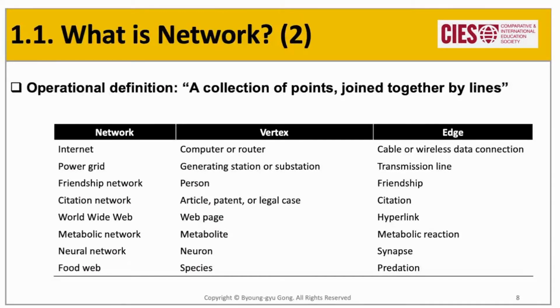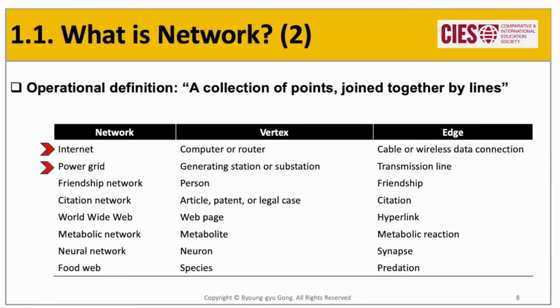There are many different kinds of networks in the world, and I will briefly mention some representative network examples here. The most symbolic example is our internet. The internet is a collection of small connections between computers and routers through cables and wireless router connections.